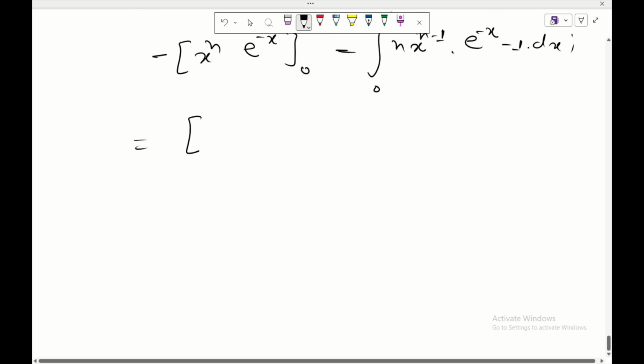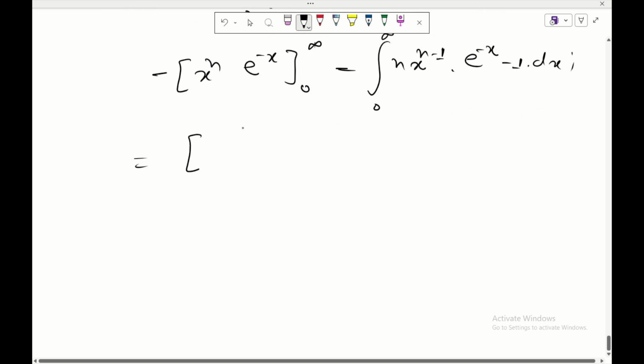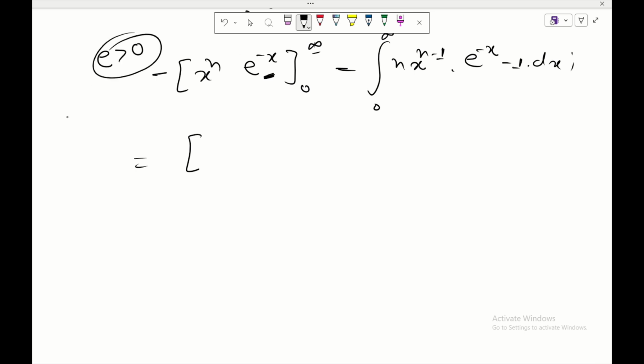So now we will apply this limit. If I apply the upper limit infinity on this function, we will get 0, because e is greater than 1, and e to the power minus infinity means 1 upon e to the power infinity. Now e to the power infinity is infinite, so this whole function will be 0. Okay, now if I put the lower limit on this function, we will also get 0, because if I put 0 in the place of x, we will get 0.